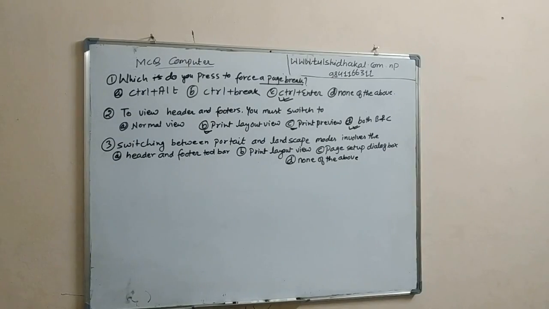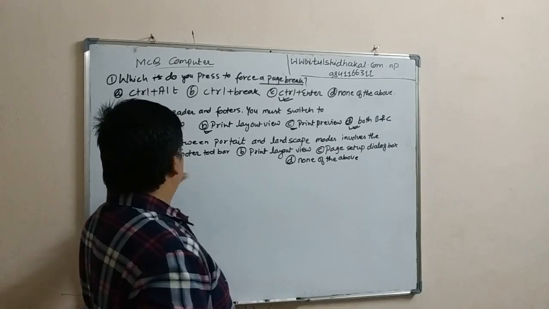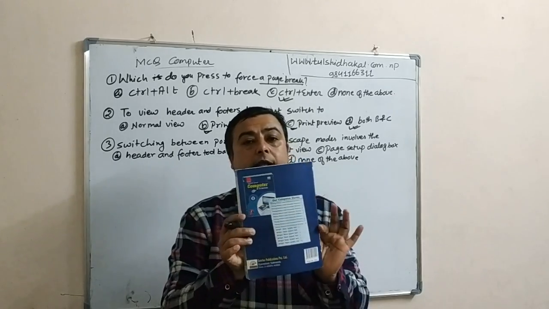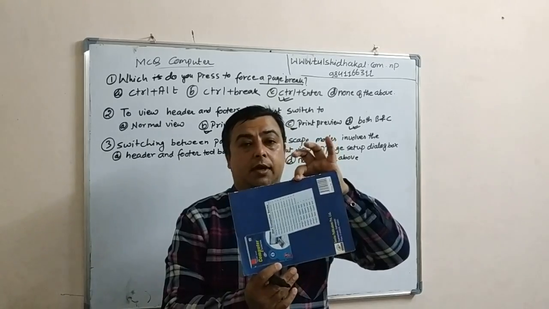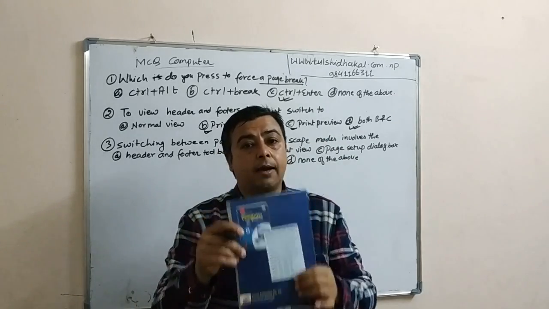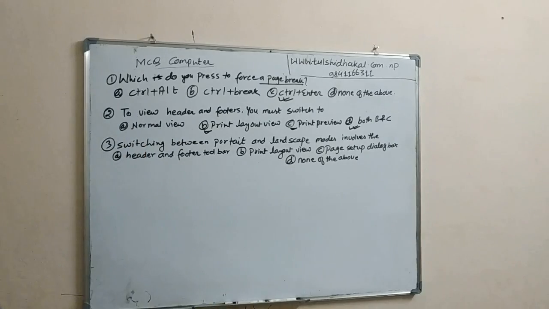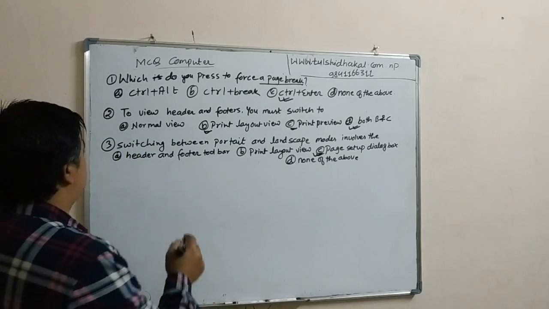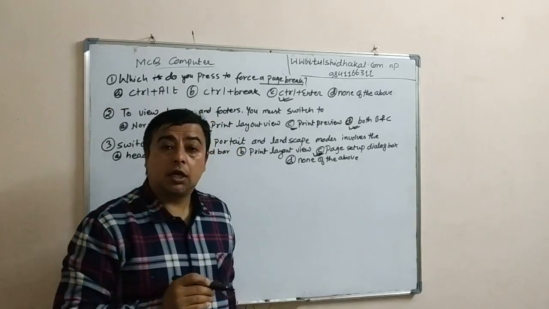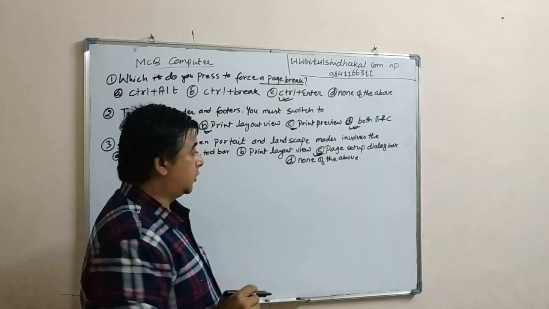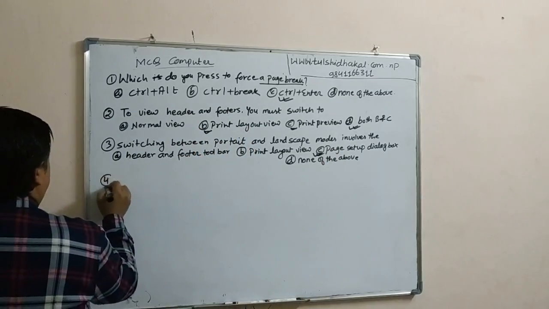Switching between portrait and landscape. Portrait means this A4 size or this side is known as portrait, and landscape means this one is the landscape mode. That we can find within the page setup dialog box. So the best answer is option number C. From the page setup dialog box, we can switch between either the portrait mode or the landscape mode. So option number C is the correct answer for this question.